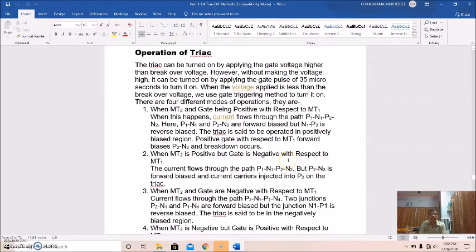Operations: it can be turned on by applying a gate voltage higher than the breakover voltage. So without making the voltage high, it can be turned on by applying a gate pulse of 35 microseconds. When the voltage applied is less than the breakover voltage, we use the gate triggering method to turn it on. So there are four different modes of operation.